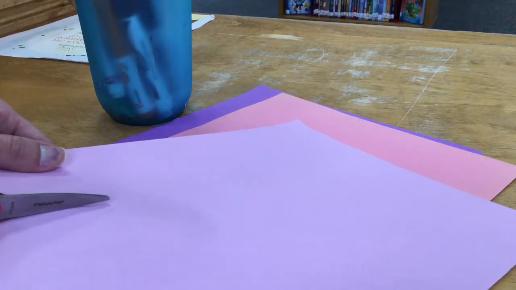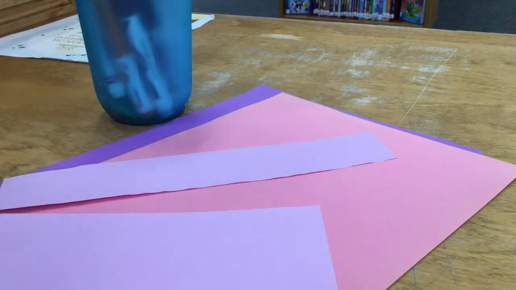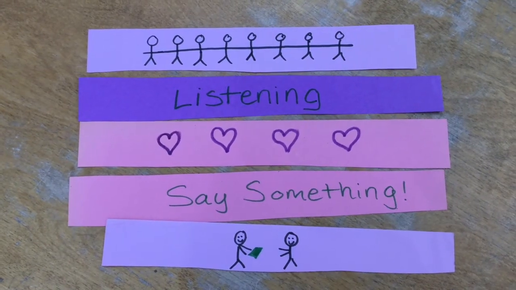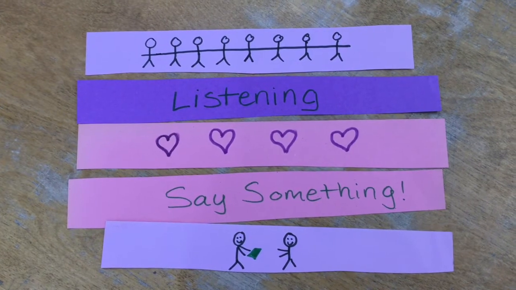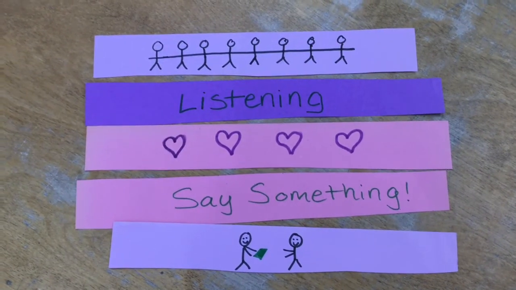First we're going to start by cutting our paper lengthwise, along the long side, into strips. Now that we have our strips cut out, if you'd like, you can use your markers or colored pencils or crayons to draw or write different things that you think represent or help a strong community, or things that make you happy. So for example, I did working together, listening, love, say something, and sharing. What else can you come up with?